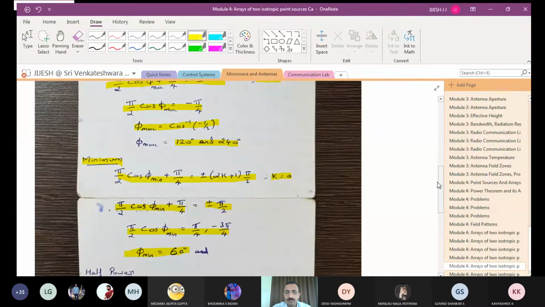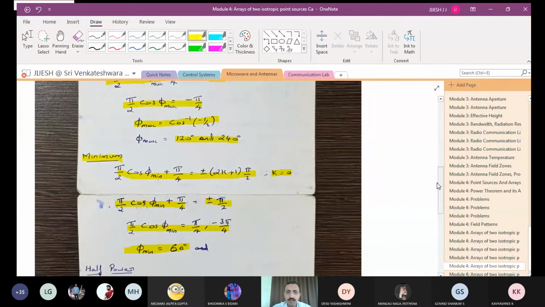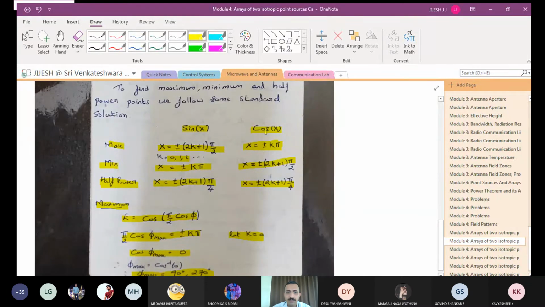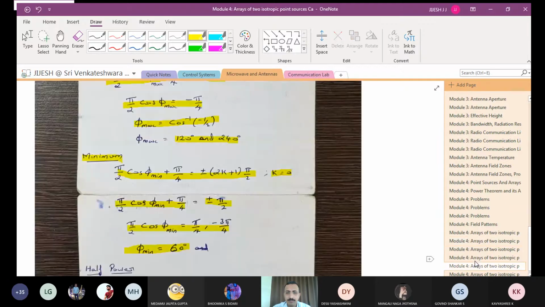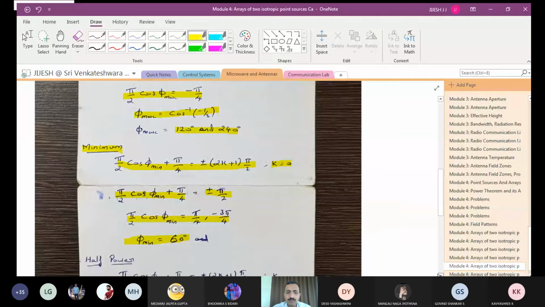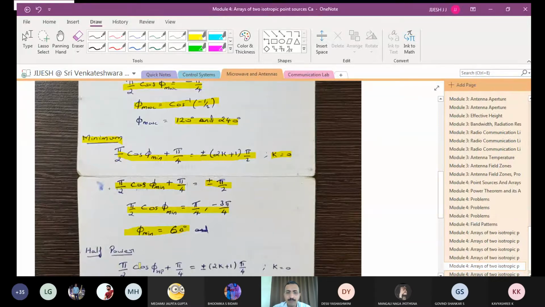Now we have to know where the half power points are in case 3. So in case 3, when you take the half power point, for half power the equation you have to use is cos of x, so x is equal to plus or minus 2k plus 1 pi by 4. So I have to use x is pi by 2 cos phi half power plus pi by 4 is equal to plus or minus 2k plus 1 pi by 4. Just simplify that and find out the half power value. So which angle, that is phi half power, we need to find.